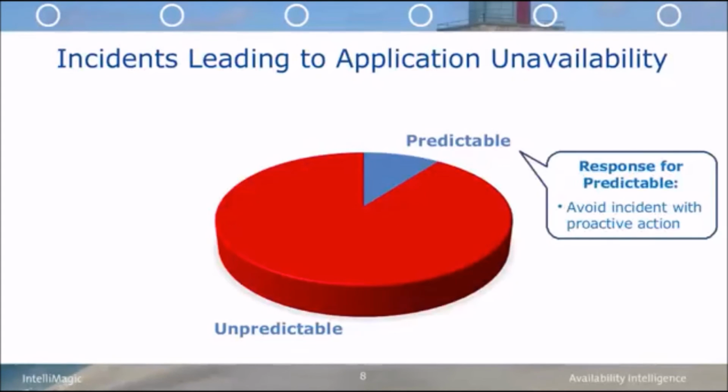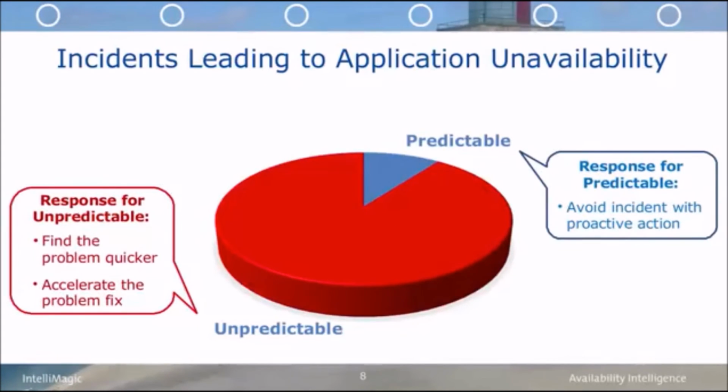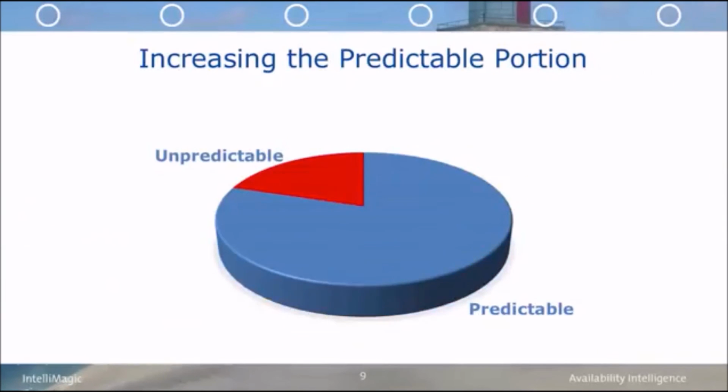If it's predictable, you can avoid it. If it's unpredictable, it's really all about finding the problem more quickly and accelerating the fix, the time it takes to resolve the incident and get things back to normal. So the real question is, what would the impact be if you could increase the blue size of the pie so that most of the incidents become predictable?